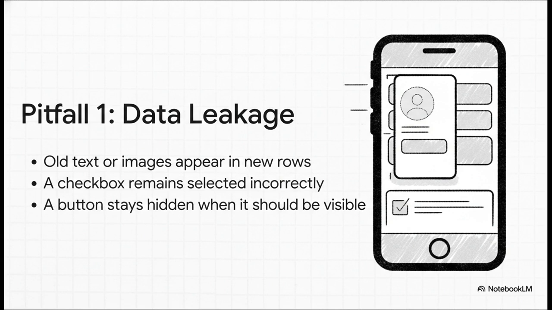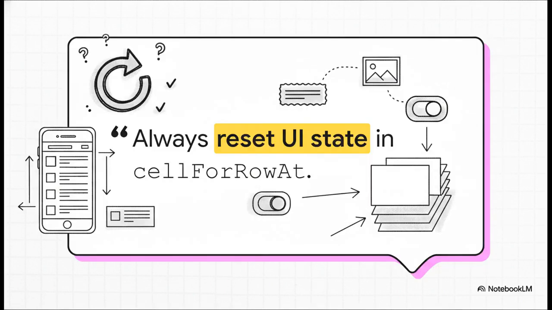Or maybe a checkbox for an item you never selected is already ticked. This is happening because the old state from a previous row is literally leaking into the new one. And for the user, it's not just a bug. It makes the app feel confusing and totally untrustworthy. So the absolute golden rule here is this. You have to explicitly reset everything about the cell every single time you configure it.